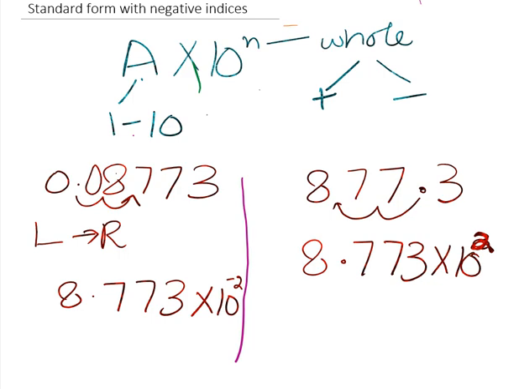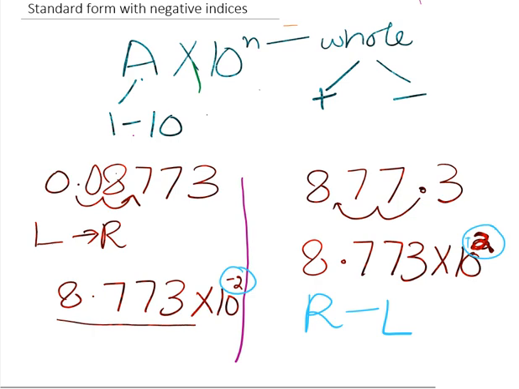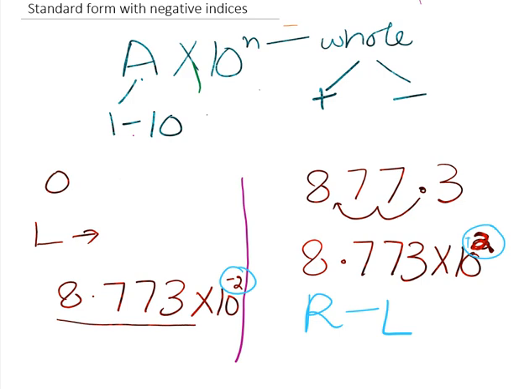So that's the thing with the positive and negative powers. When you move from left to right to make it standard form, you always have to use a negative power. And when you move from right to left, you always have to use a positive number in your power. And the number you choose is the number of times you move the decimal place from right to left.